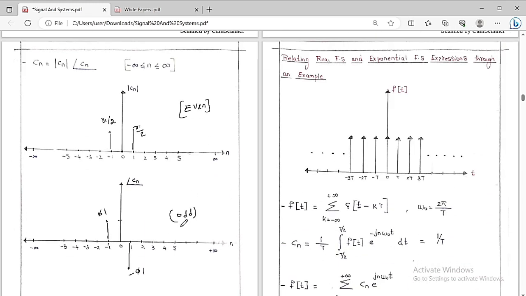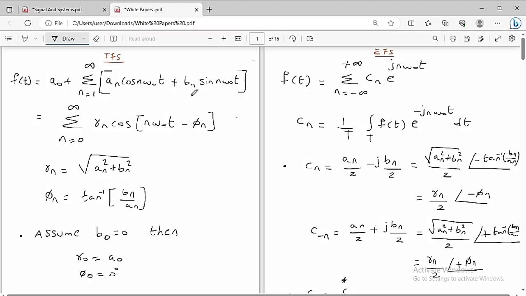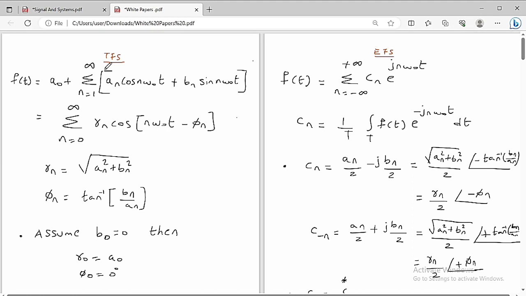So these you always have to keep in your mind. Basically, let me do the revision of the trigonometric Fourier series and the exponential Fourier series. In the case of trigonometric Fourier series, any periodic signal can be written as f(t) = a0 + sigma n = 1 to infinity of an cos(n omega naught t) + bn sin(n omega naught t).